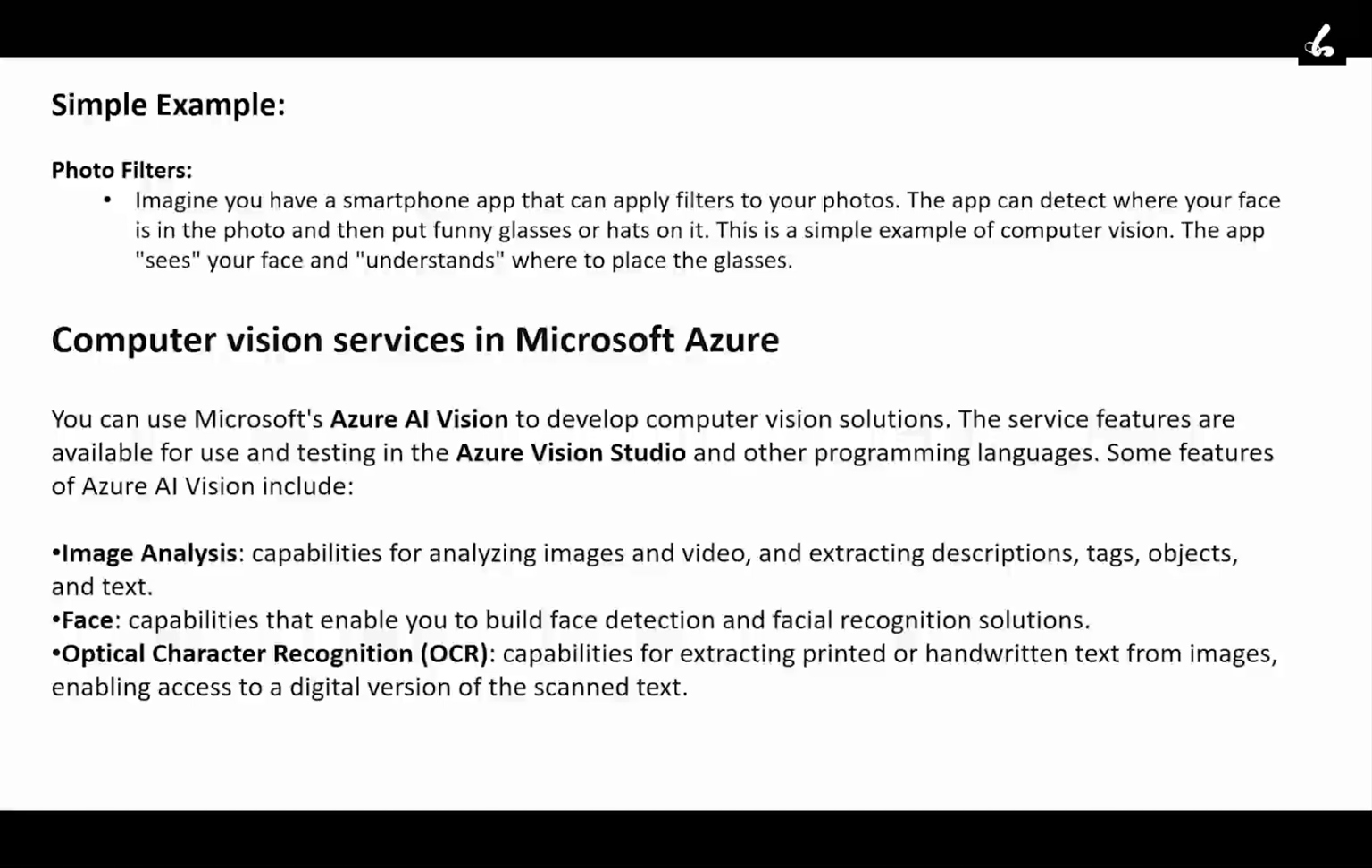Next, it can analyze faces, with capabilities that enable you to build face detection and facial recognition solutions. The third one is optical character recognition, OCR. It has the capability of extracting printed and handwritten text from images. If we have an image with printed text or a handwritten note, OCR can extract that text from the image, and it enables access to a digital version of the scanned text.